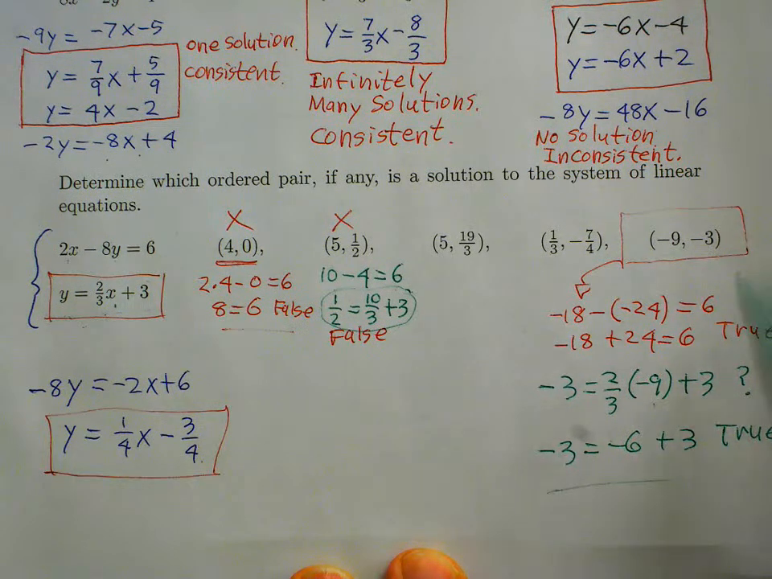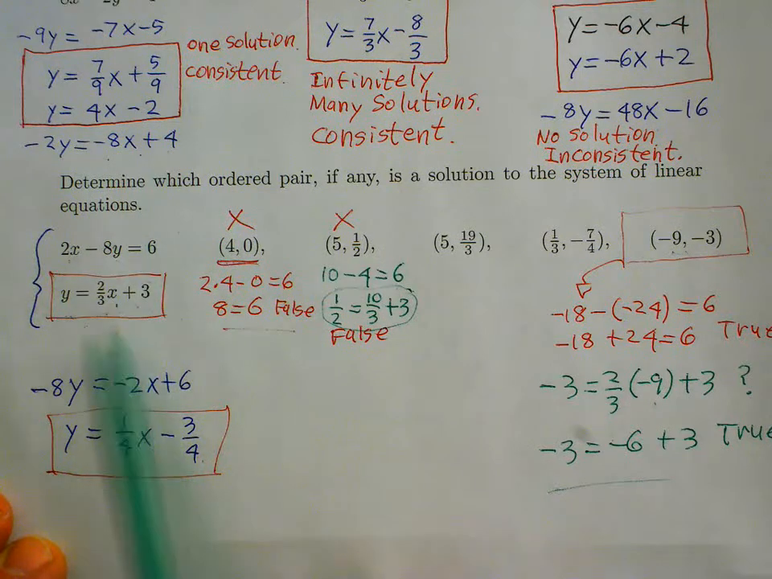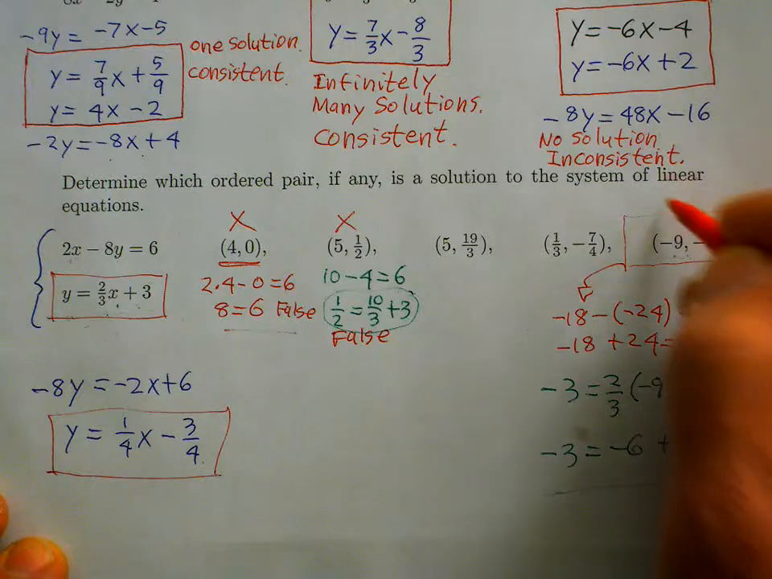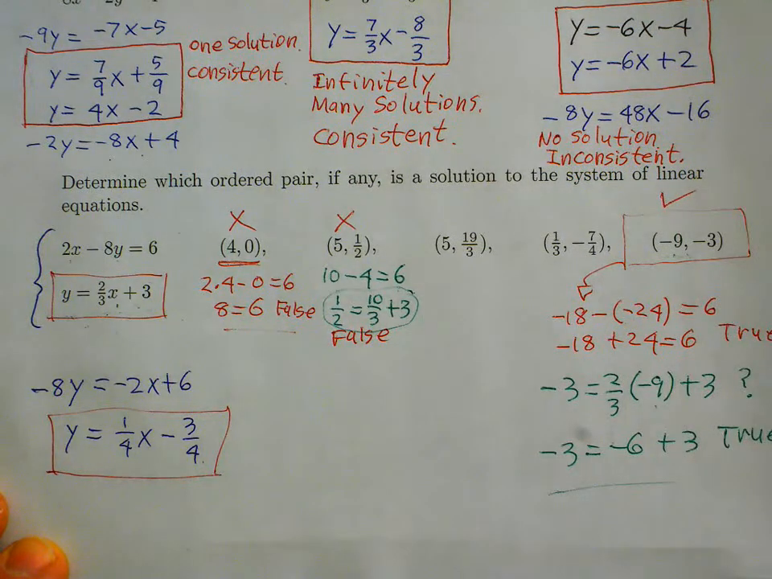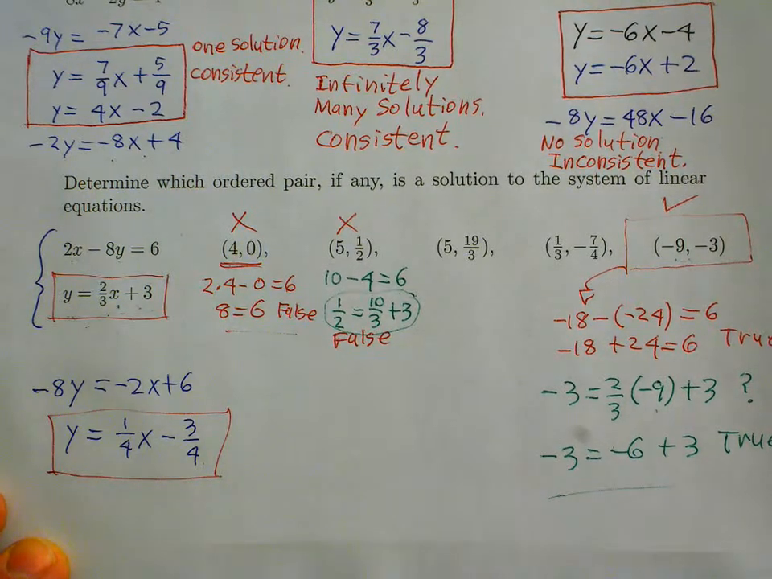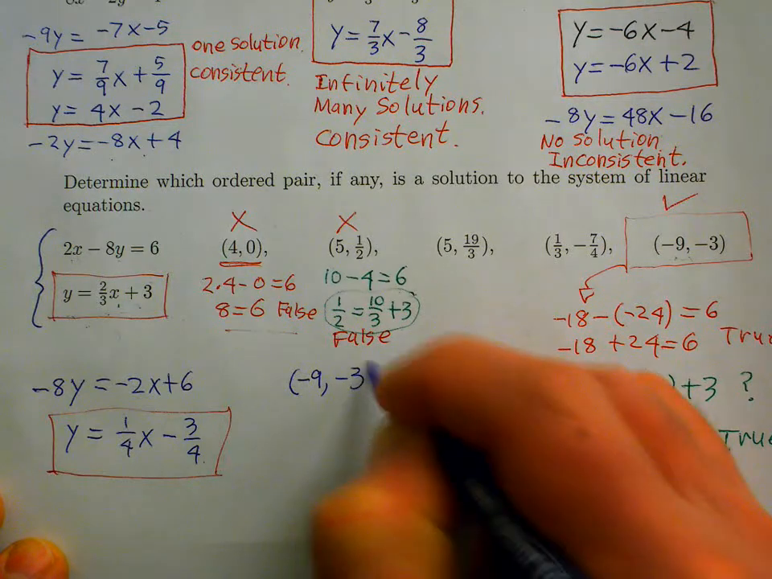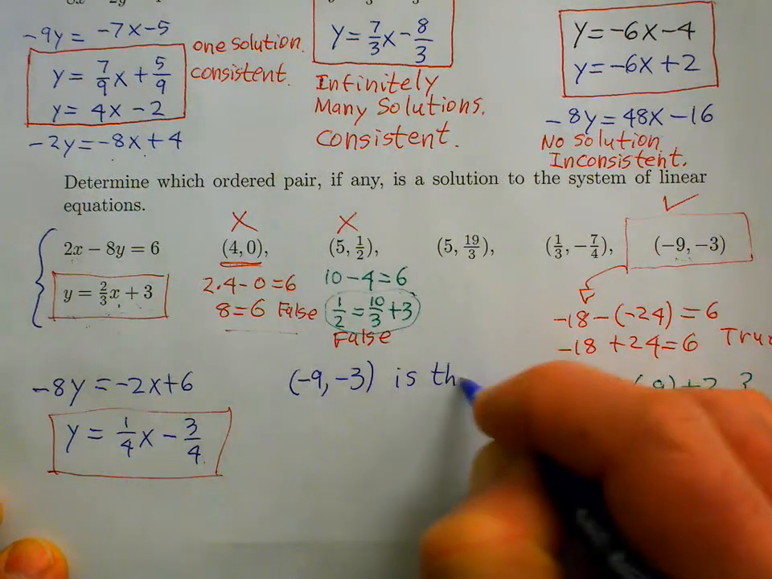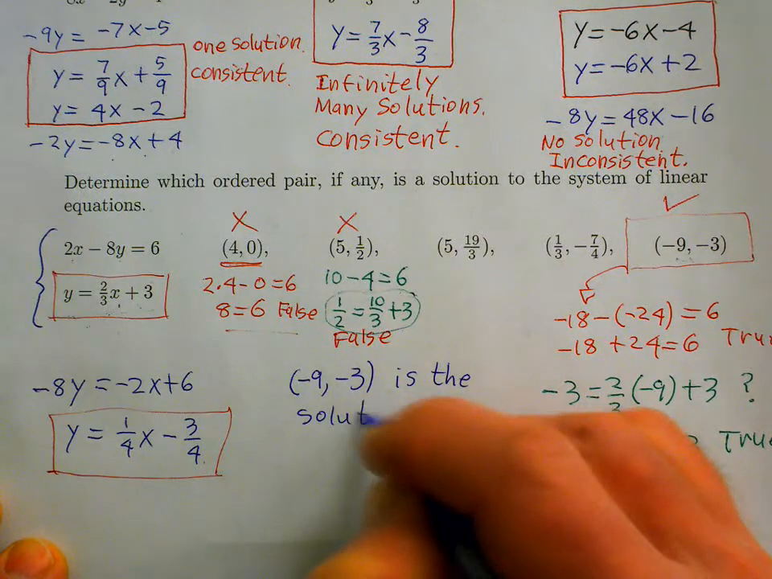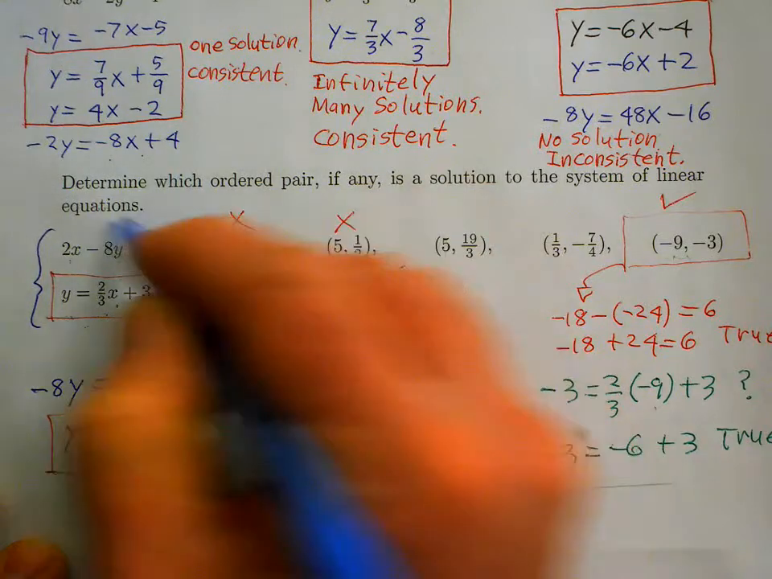And since negative 9, negative 3 is a point on both lines, and the two lines together have one point of intersection, then the ordered pair negative 9, negative 3 is the solution. So just to reiterate that, the ordered pair negative 9, negative 3 is the solution. It's a solution to that system of two equations.